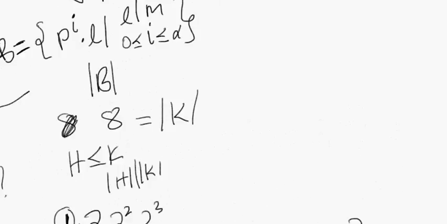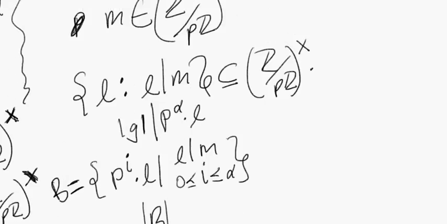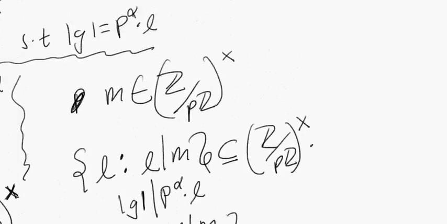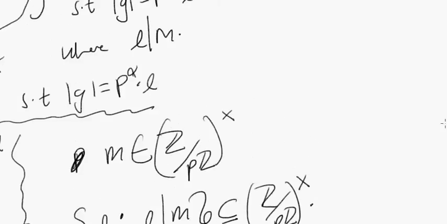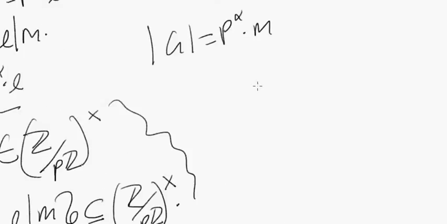Okay, so now back to our problem here. We're not sure if this is going to help us, but if we have some group G whose order is p to the alpha times m, then we can ask the same question: what's the set of all possible orders of subgroups of G? Let's call that set B, and that set is just going to be p to the i times l.